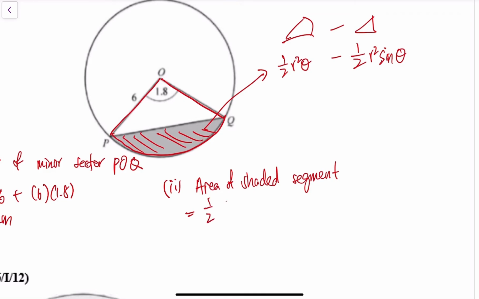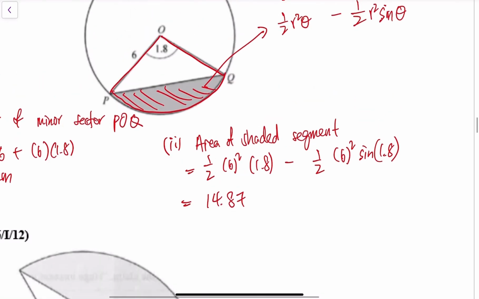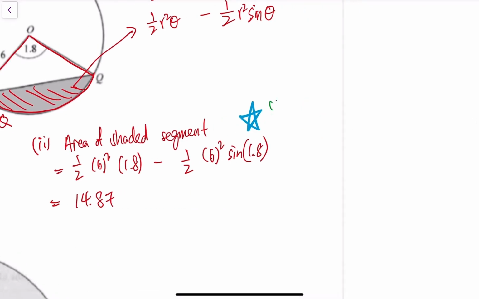So it's half 6 squared 1.8 minus half 6 squared sine 1.8. Remember, this only works if you are using radian. Please don't go and use degree and tell me that you can get the answer. Okay, you cannot. So when you do this, take note here, calculator must make sure that it is in radian mode. Go and check, okay? Make sure it is in radian mode.